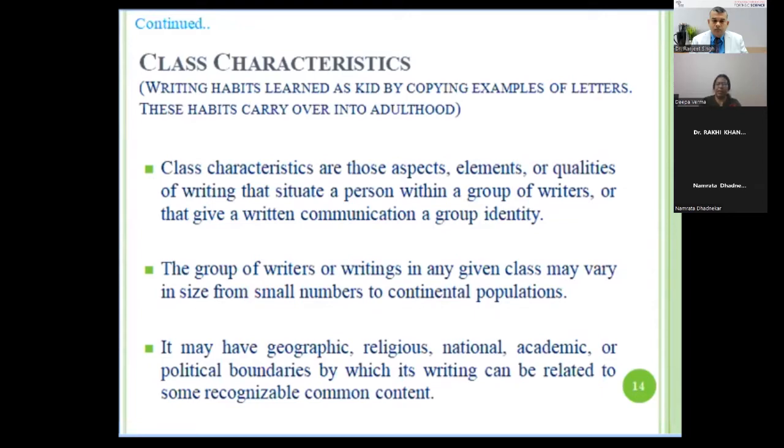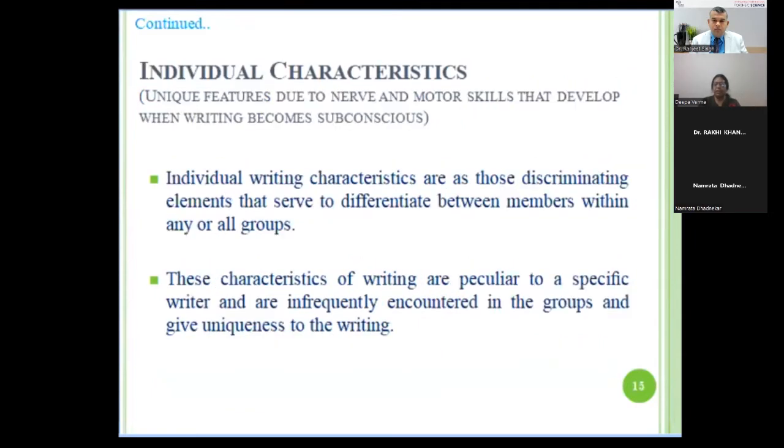This is a very important characteristic with which we can make the process of identification relatively restricted. Then it comes to individual characteristics. As you know, on the basis of class characteristics, we generally make groups of the writings when we have a number of suspects. Then individual characteristic is important: an individual writing characteristic is unique to the person concerned. This unique feature is due to nerve and motor skill that develops when we learn to write, and it becomes a part of subconscious habit.